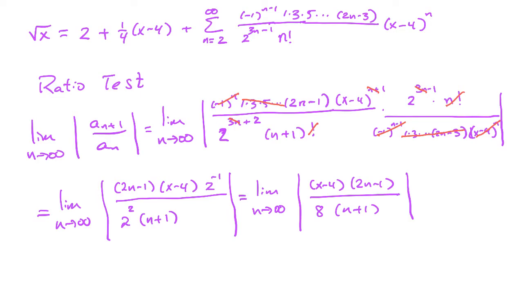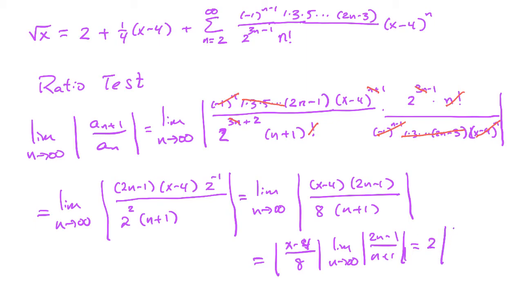So if I take out the values that don't depend on x, so namely the x minus 4 and the 8, what I have is the absolute value of x minus 4 over 8 times the limit, as n goes off to infinity, of 2n minus 1 over n plus 1. Or in particular, 2 times the absolute value of x minus 4 over 8. So from my ratio test, I know that this will converge absolutely when the absolute value of x minus 4 over 8 times 2 is going to be less than 1. So in particular, that's going to tell me that I'm going to have convergence when the absolute value of x minus 4 is going to be less than 4.